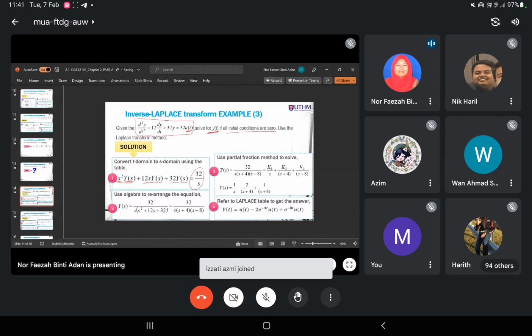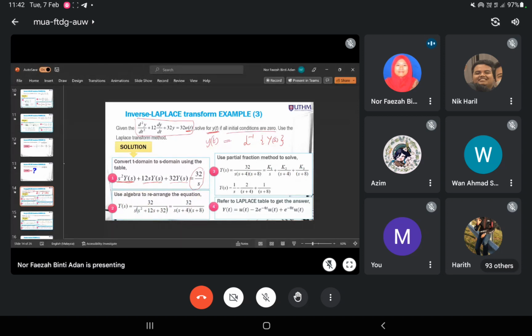So when you get these questions, next step is kena rearrange because we want to find y(t). So y(t) ni adalah equivalent to inverse Laplace of Y(S). Okay, so Y(S) disusun dekat sebelah kiri and you bring all the other terms to the right hand side. Kena susun lah. Factorize Y(S), so you dapat S squared tambah 12S tambah 32 sama dengan 32 per S. Okay, so bring everything to the right except for Y(S), you dapat this equation.